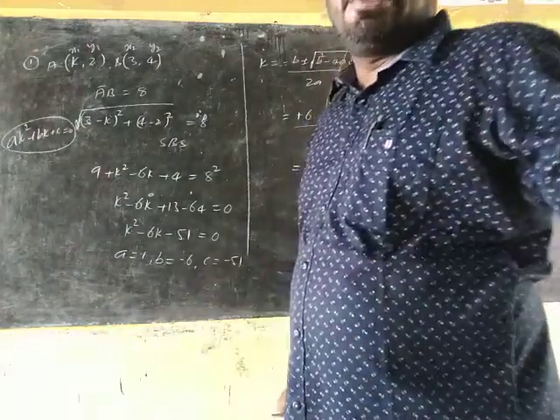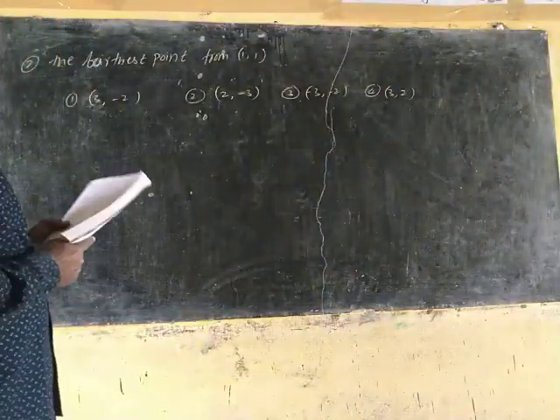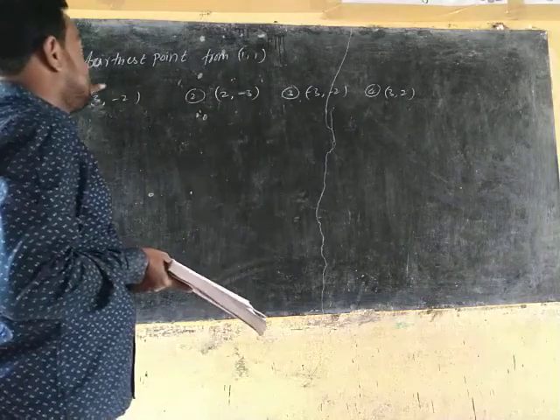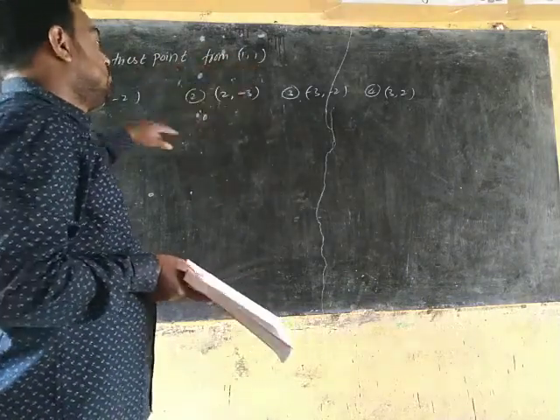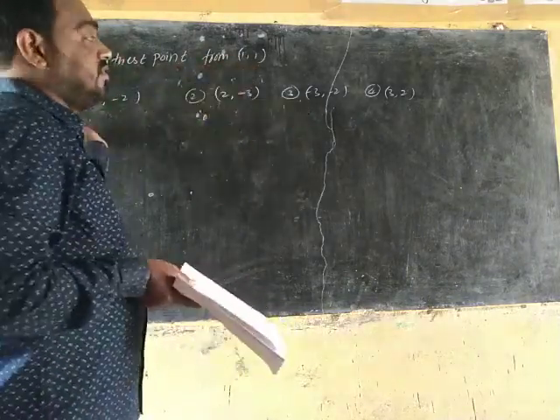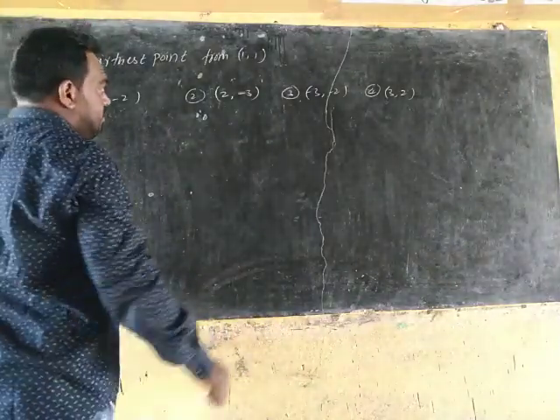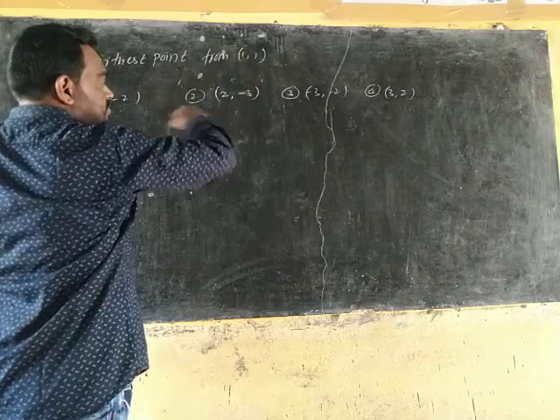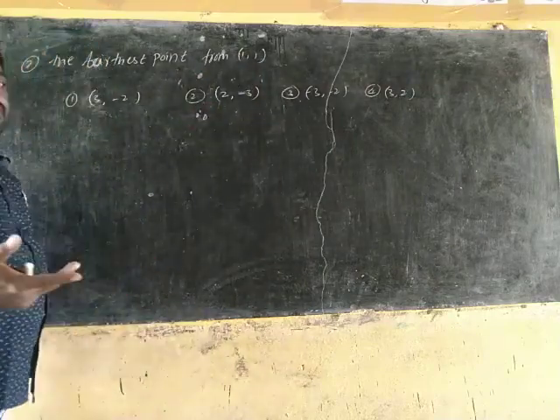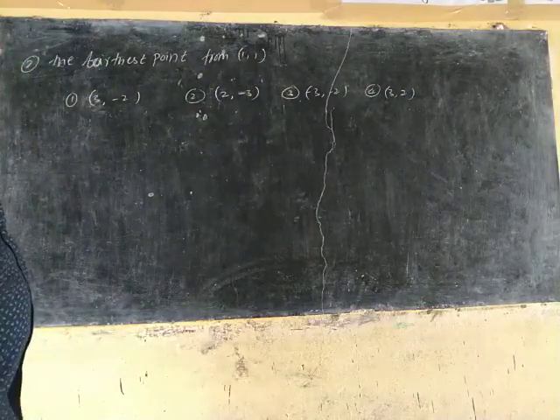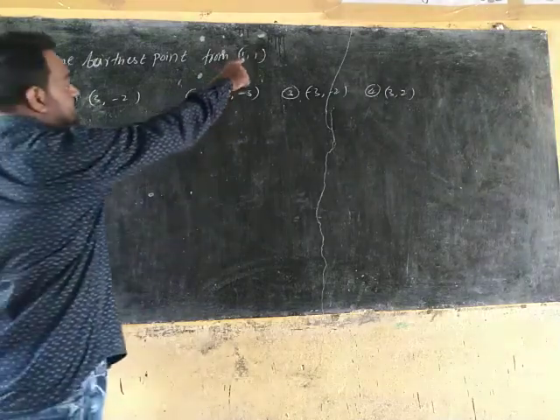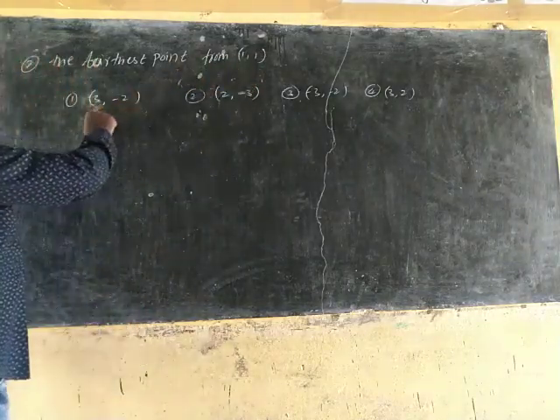Okay. Next, coming to the second question, question number 2. Find the farthest point from (1, 1) among the given options; they gave 4 options. It's very simple: find the distance from the given point to each option, and the maximum value is the farthest point.